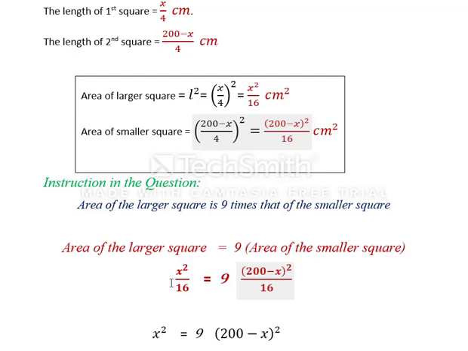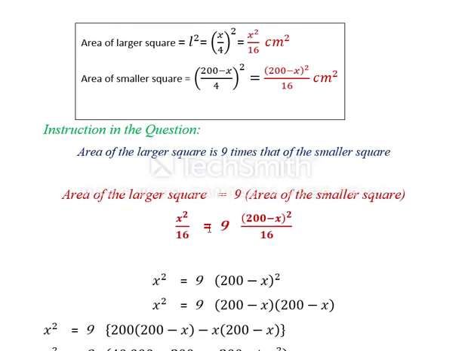Now we plug in. As we know, the area of the larger square, which we have calculated here, is x over 16. It is 9 times the area of the smaller square. The area of the smaller square is over here. We plug in here. We have a single fraction on the left hand side and a single fraction on the right hand side. In this equation, the denominator 16 will be cancelled out. So the equation will become like this.